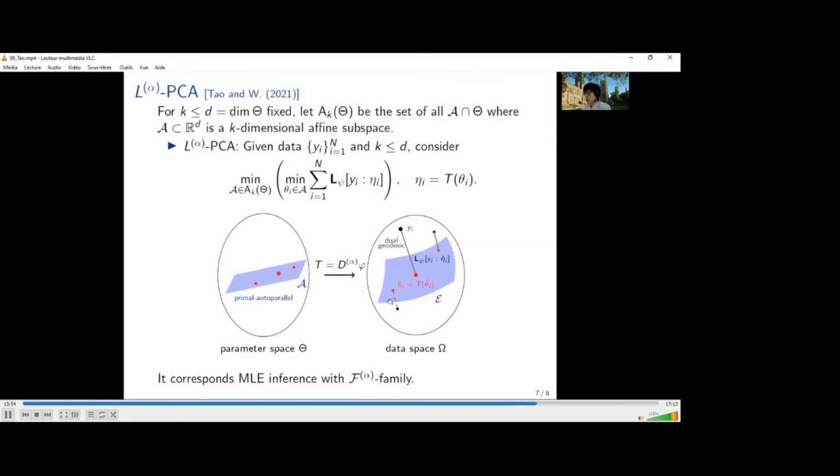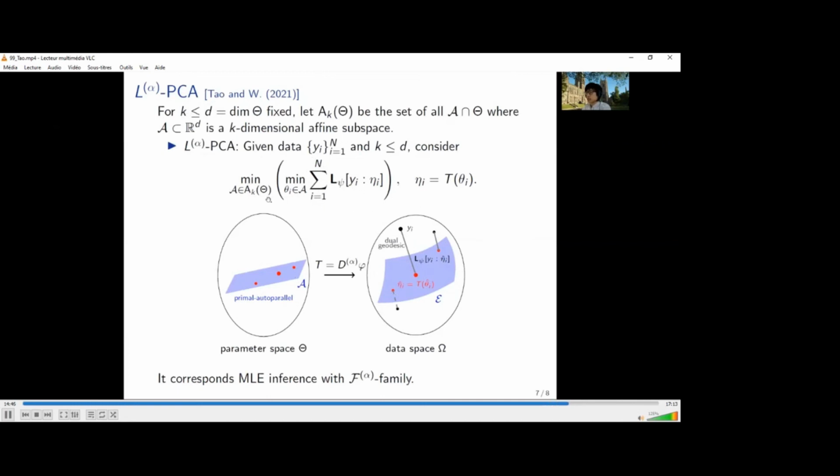Then we project all these points to this E using the dual projections, so that the dual geodesic here is orthogonal to the E. And so for each projection, you look into the L alpha divergence between the point and also the projection point, and you add this up, and you will get this cost here. And the goal of this L alpha PCA is simply to vary the A over all convex subsets of this parameter space with a fixed dimension, and that is P_k, so as to minimize the total loss here. So this is the formulation of the L alpha PCA.